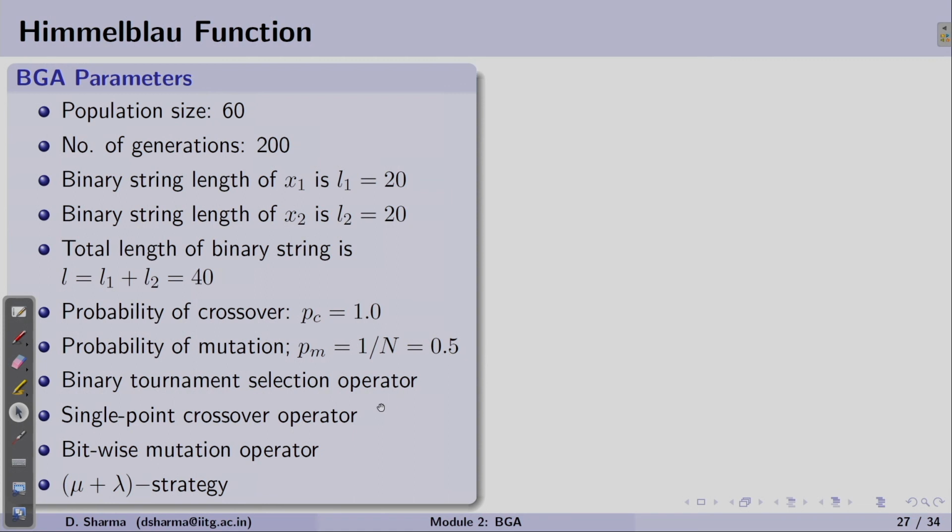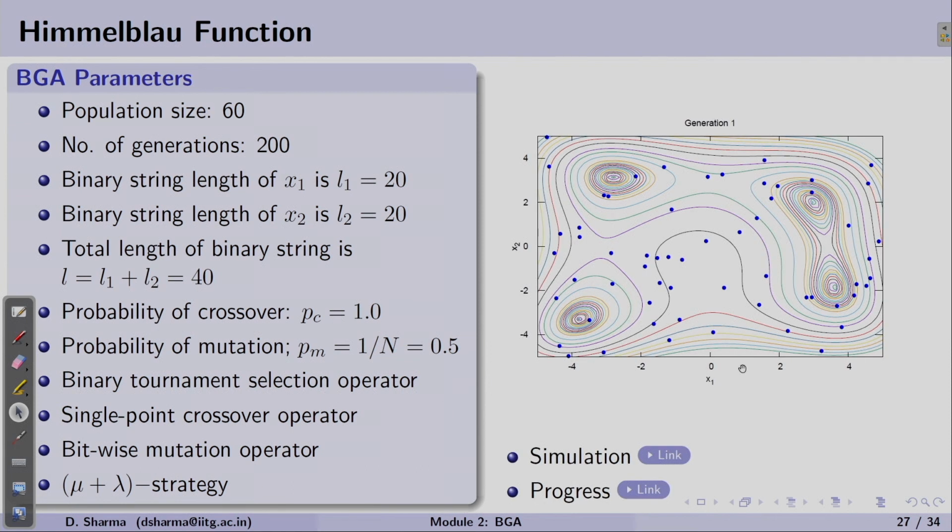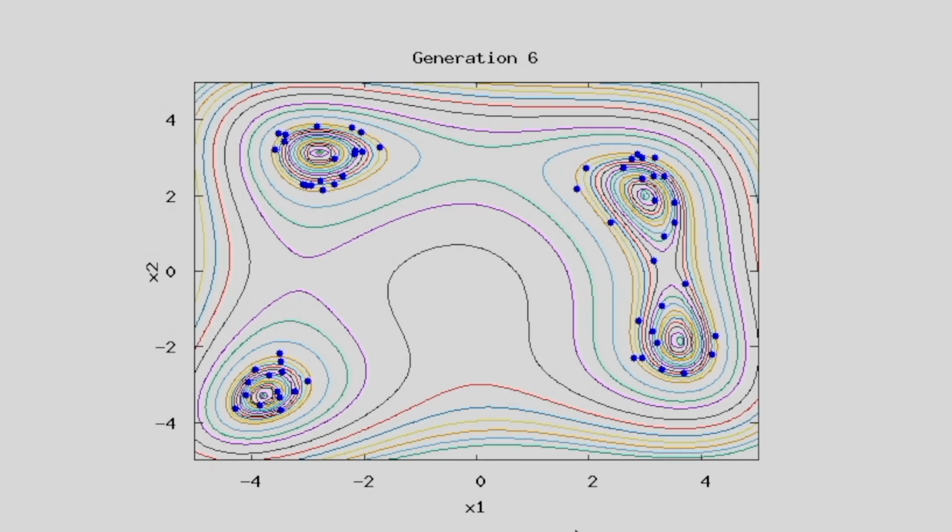We perform the same set of operators such as binary tournament selection operator, single point crossover operator, bitwise mutation and mu plus lambda strategy. Now this is the first generation in which the solutions are generated randomly throughout the range of x1 and x2. So let us look at the simulation now. In the simulation here, you can see the solutions are divided around all 4 optimum solutions, and slowly they are converging to the optimum solutions.